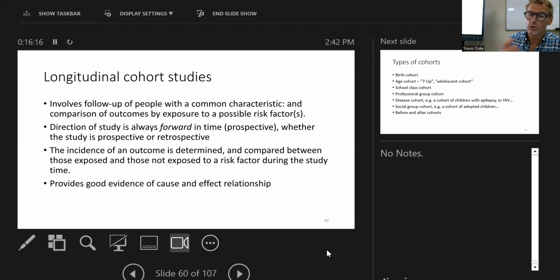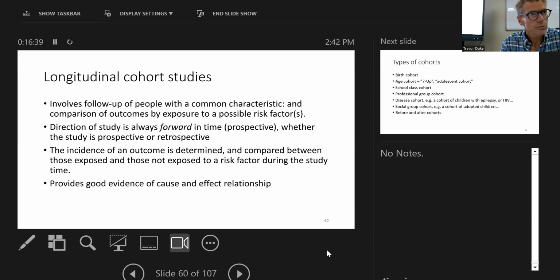But many cohort studies are of otherwise normal people who might be exposed to something, to see if they get a risk factor. I'll try to explain with some examples. As I said, the direction of the study is always forward in time. It's always prospective. Well, it's almost always prospective.